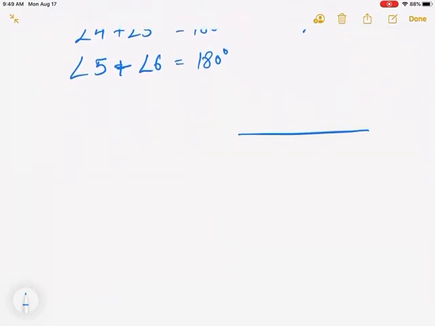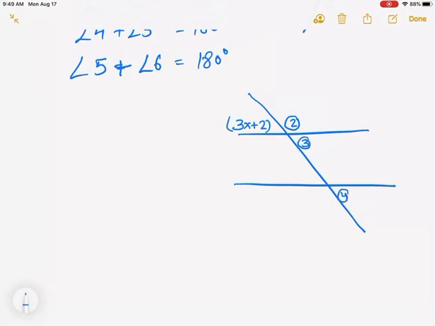So I have 2 parallel lines and here's the transversal. This angle is 3x plus 2 degrees. This angle 2 is missing. This angle 3 is missing. And 4, which is down here, is equal to some expression, 5x minus 40 degrees. Okay, that's all I know. So I have to solve for the missing variable and then the missing angles.